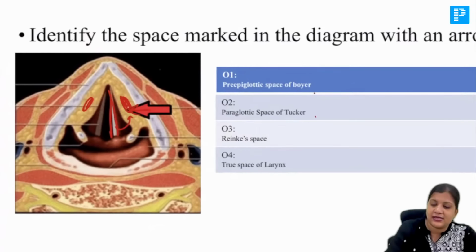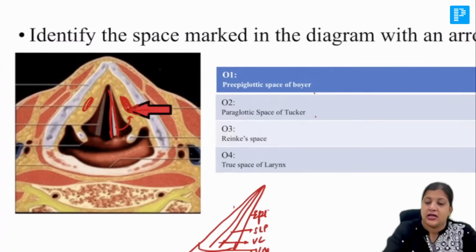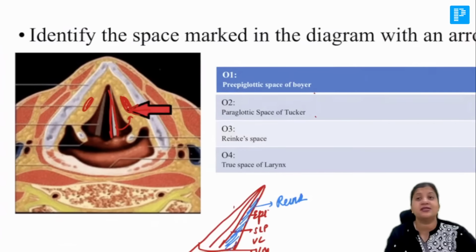What is Reinke space? In the vocal cord, we have 4 layers. So when I take this as the vocal cord, the medial most layer is your epithelium. Then we have got the superficial lamina propria, then we have got the vocal ligament, and then we have the vocalis muscle. So the space between the epithelium and superficial lamina propria of the vocal cord, we call this space as Reinke space. So have they pointed the vocal cord and asked you the space? No. So that is why it is not Reinke space. There is nothing called as true space of larynx.